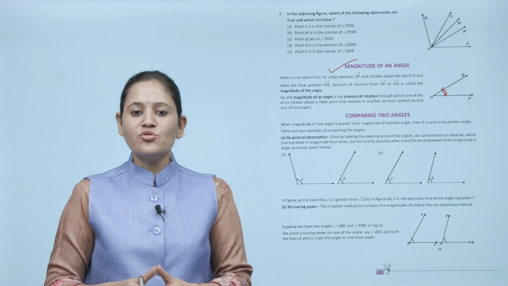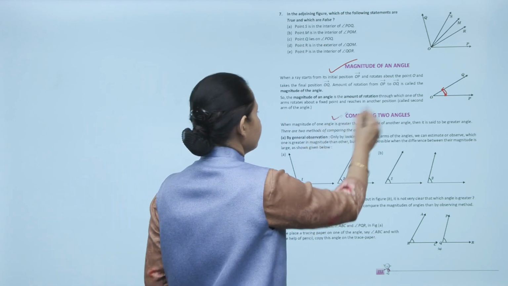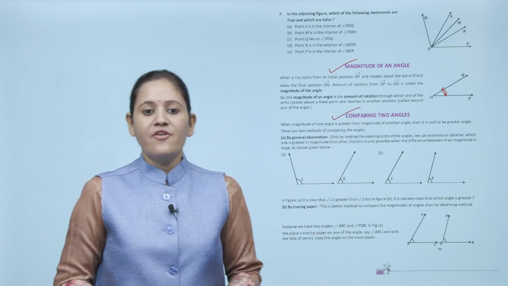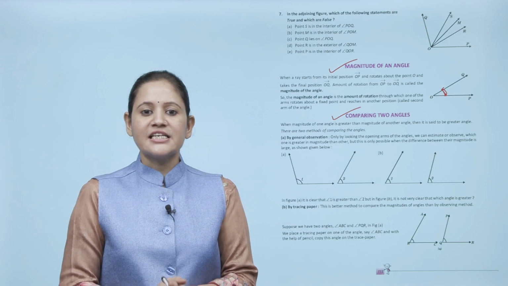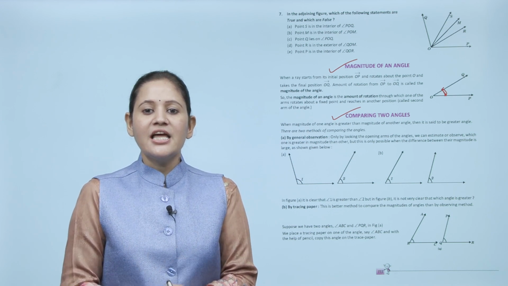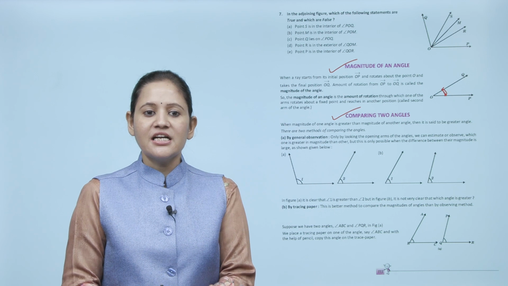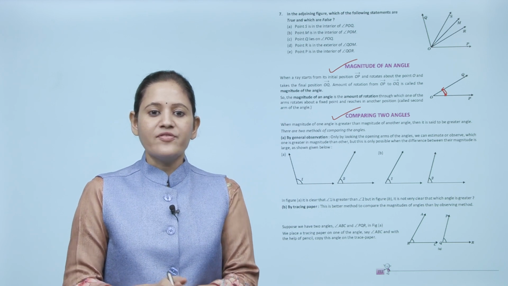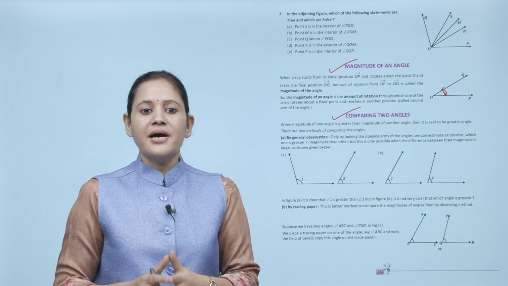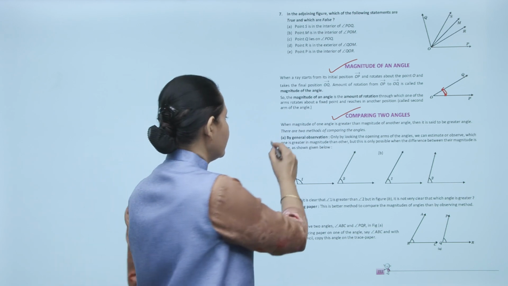Next, comparing two angles. When the magnitude of one angle is greater than the magnitude of another angle, then it is said to be the greater angle. There are two methods of comparing angles. First, by general observation.